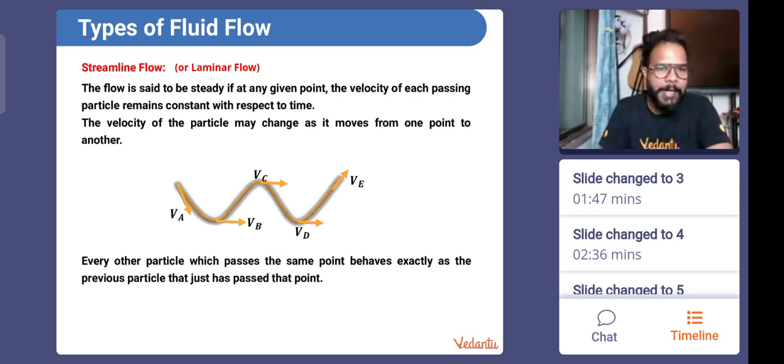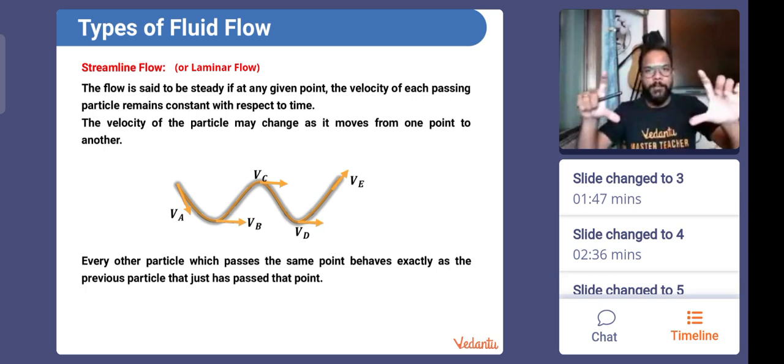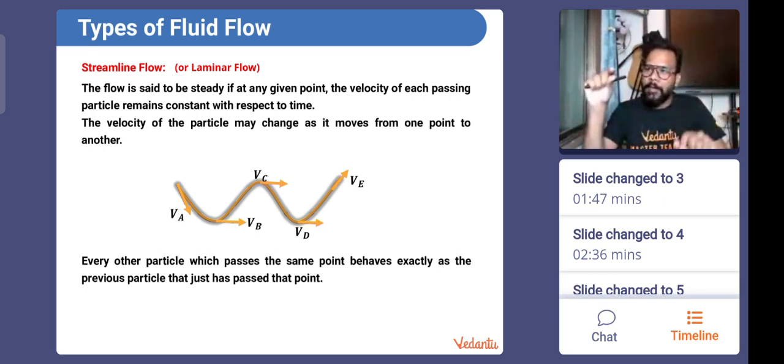So what exactly is streamline flow? Let's read it first. The flow is said to be steady for a fluid if at any given point the velocity of each passing particle remains constant with time. That means, when a liquid is flowing and there are different points in the flow, if we physically put our camera here and the liquid is passing by, if it is a streamline flow, whenever a fluid particle crosses this point P, whatever the particle, the velocity at this point of each and every particle while crossing will remain the same.